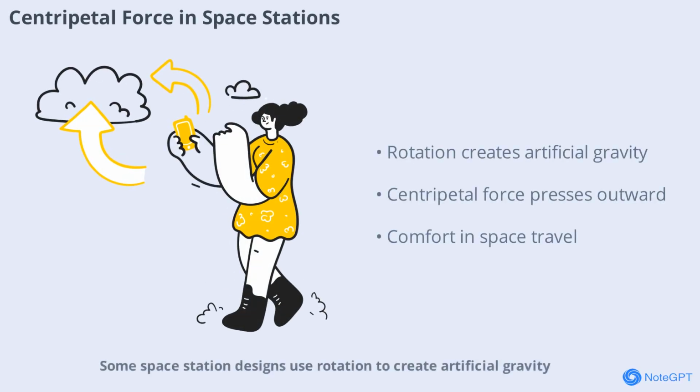Some space station designs use rotation to create artificial gravity. The spinning motion provides centripetal force, pressing astronauts against the outer wall, simulating gravity. This innovative use of centripetal force could make long-term space travel more comfortable for humans.